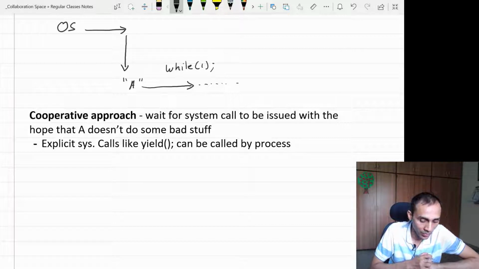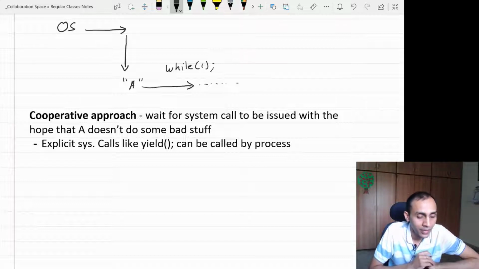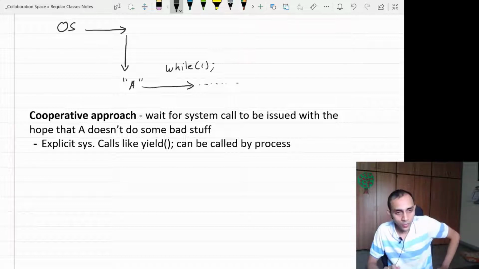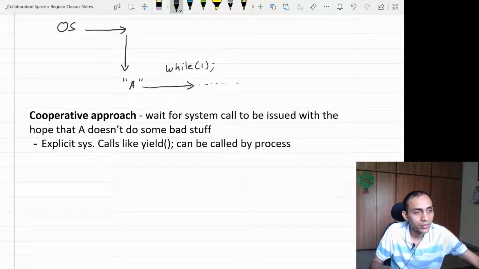If the cooperative approach is being implemented and A runs into an infinite loop, is there any recourse to stop that process and regain the control? OS can regain the control. Sir, can you put it on block or something? Like the ready state and all that we had.